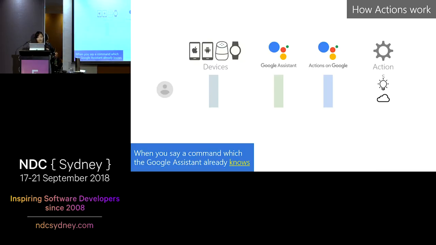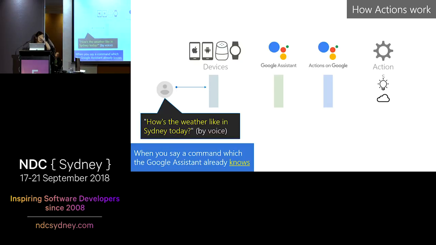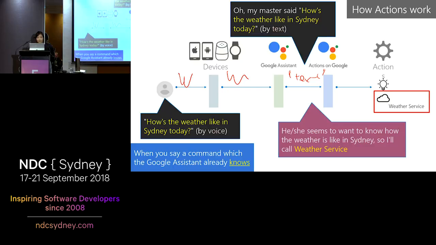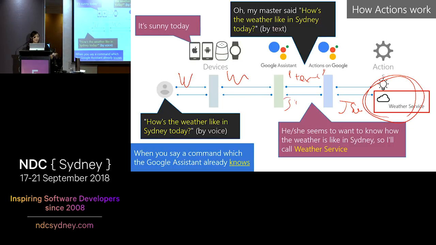So when you say a command which the Google Assistant already knows, what happens? The user says, how's the weather like in Sydney today? The voice data is sent to the Google Assistant, and it understands and turns it into text. It also understands the user wants to know the weather in Sydney, so it invokes the weather service. The weather service returns JSON data, and finally it speaks, it's sunny today. That is how actions work.